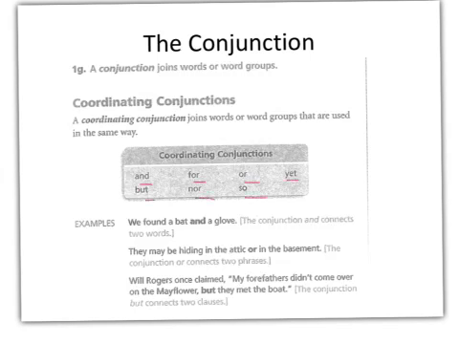We found a bat and a glove. So this joins two nouns. They will be hiding in the attic or in the basement. This connects two prepositional phrases. Will Rogers once claimed, "My forefathers didn't come over on the Mayflower, but they met the boat." So again, but is joining two clauses.